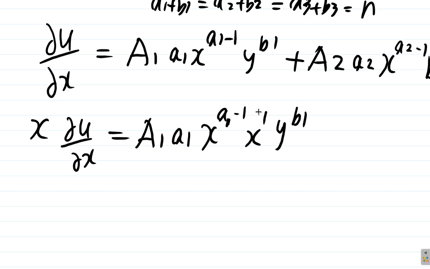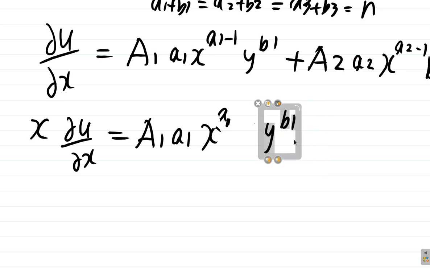When we multiply x to the a1 minus 1 by x to the 1, laws of indices, we add the powers. So what is a1 minus 1 plus 1? This will go, so it's a1. So this will just be x to the power of a1. You see what happened there? Alright, we can draw the y to the b1 closer now, we use up the space.